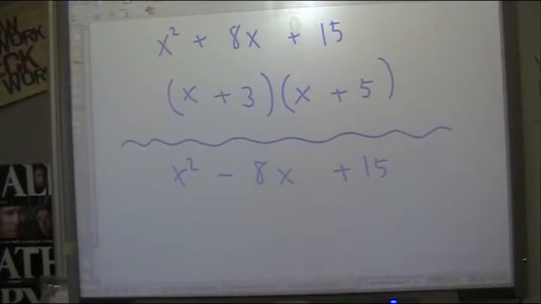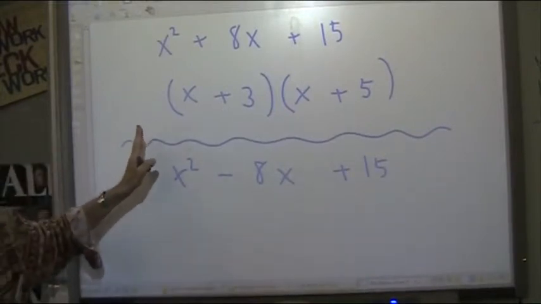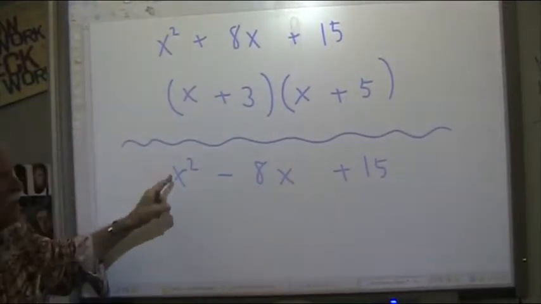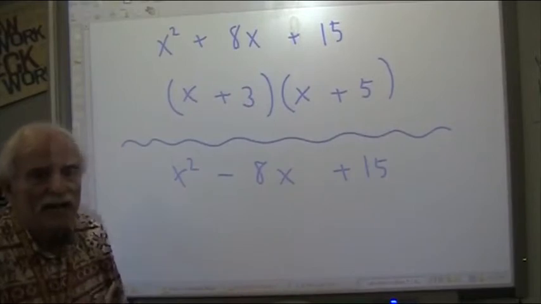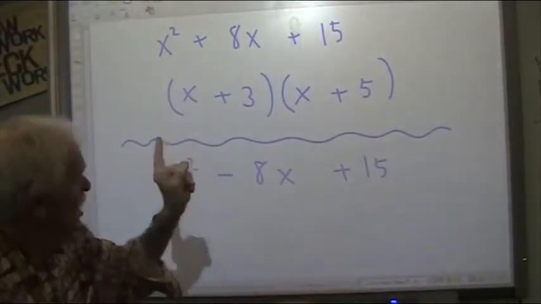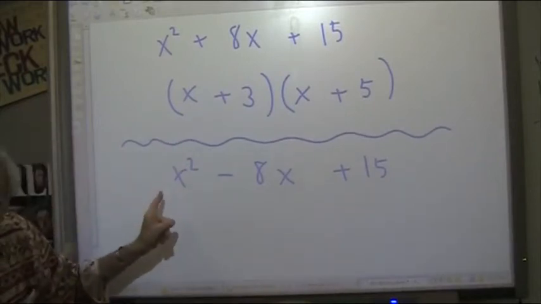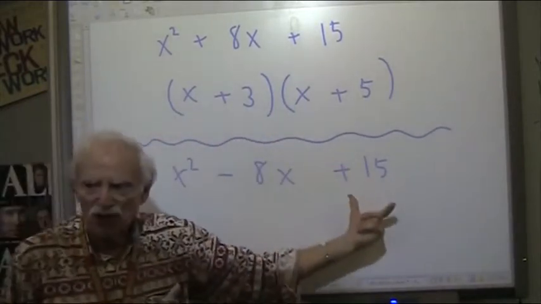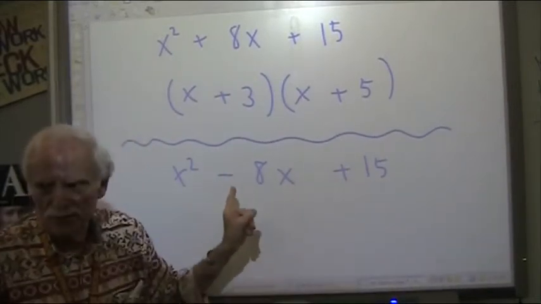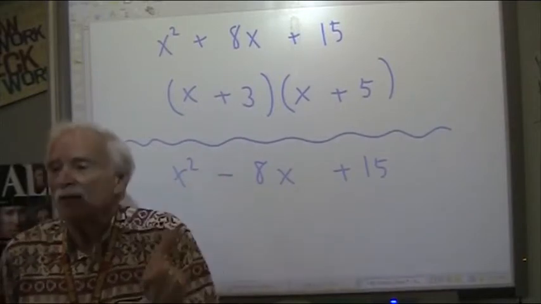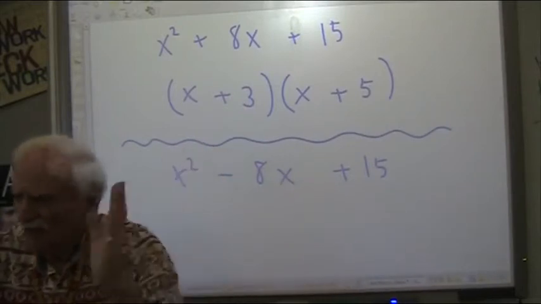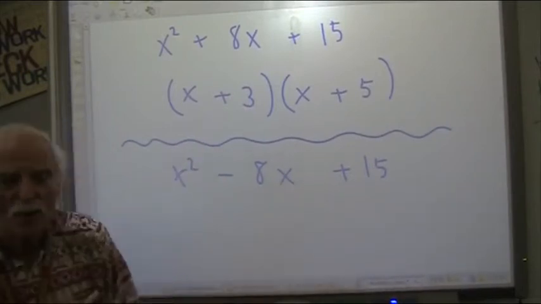Now I'm giving you this other trinomial: x squared minus 8x plus 15. Does it still follow the pattern of this section? Yes. The coefficient of the quadratic term is 1. Is the constant term positive? Yes. So the pattern has nothing to do with the middle term. Do you think the words that I developed for positive stuff work for negative stuff? Yes.